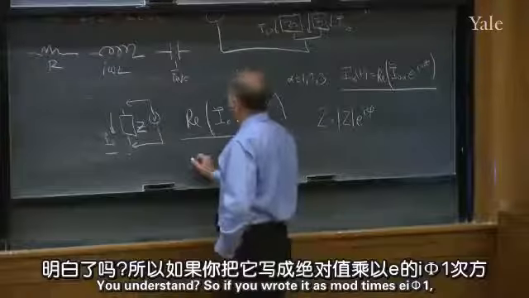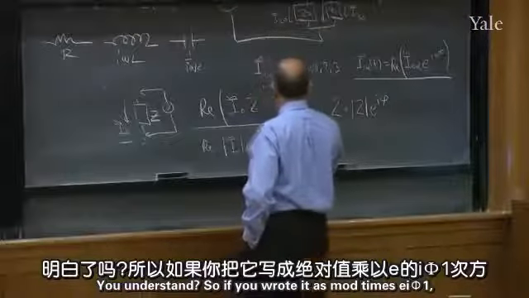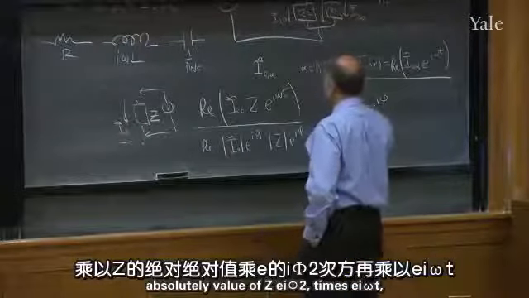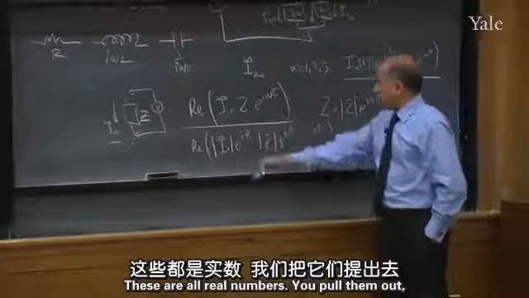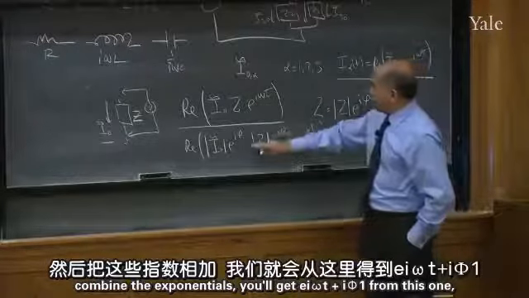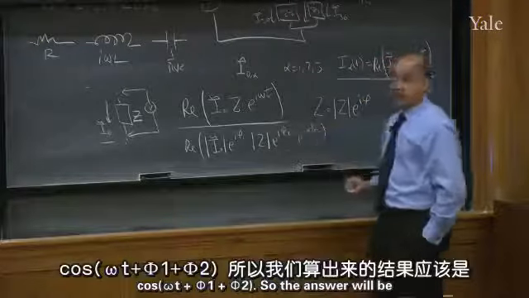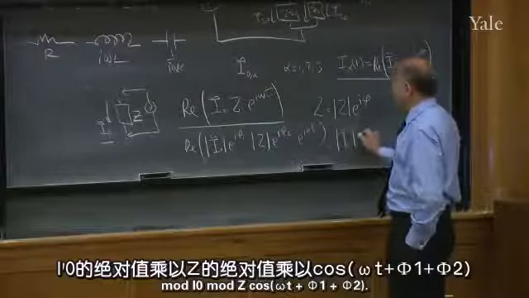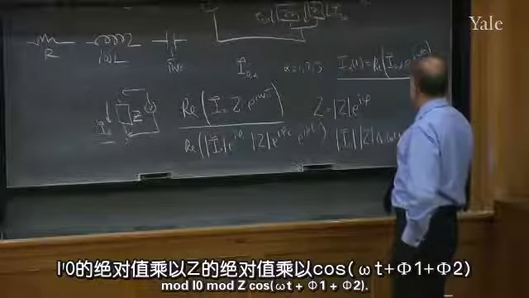You understand? So if you wrote it as mod I0 times e to the i phi 1, absolute value of Z, e to the i phi 2, times e to the i omega t, what is the real part of this crazy number? These are all real numbers. You pull them out, combine the exponentials, and you'll get e to the i omega t plus i phi 1 from this one, i phi 2 from that one. So the full current will be cos of omega t plus phi 1 plus phi 2. So the answer will be mod I0 mod Z cos of omega t plus phi 1 plus phi 2.